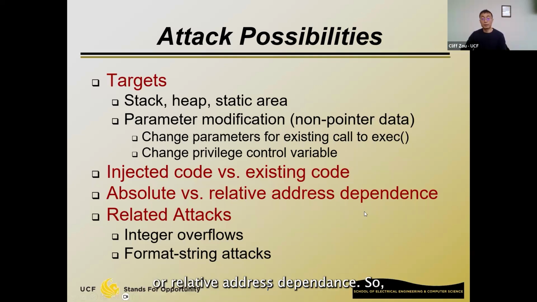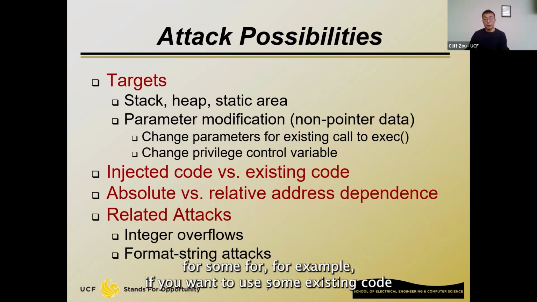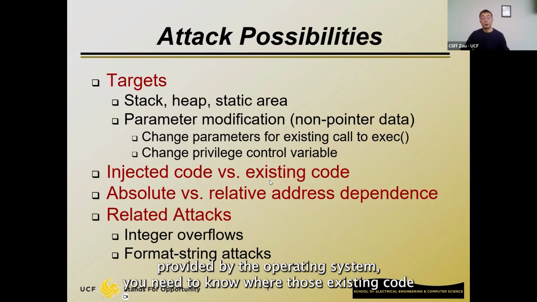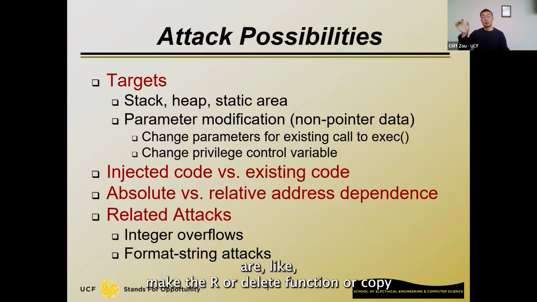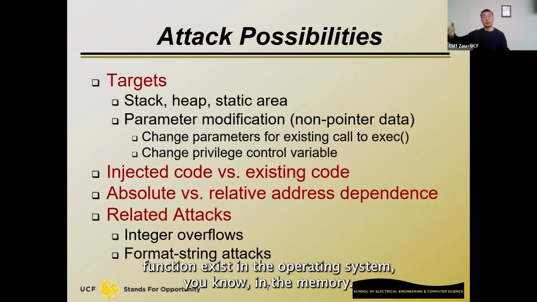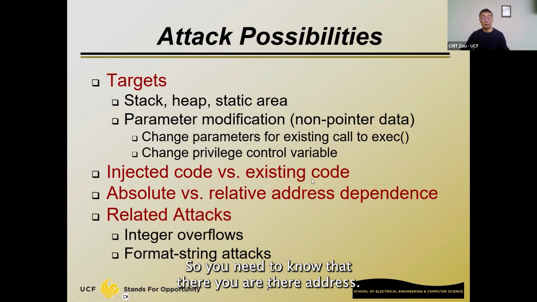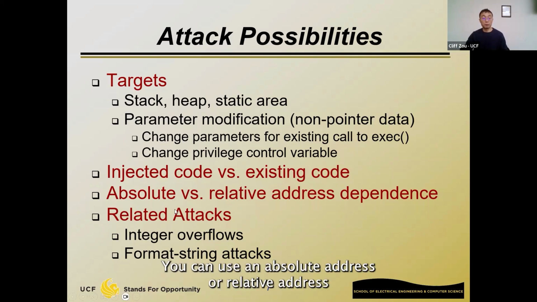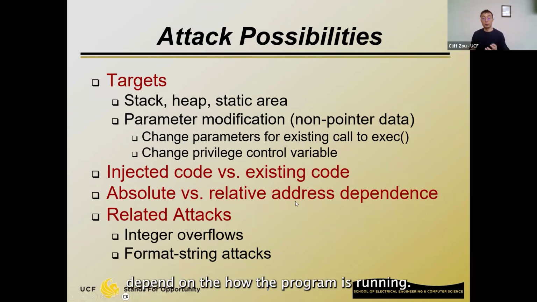Absolute or relative address dependence. For example, if you want to use some existing code provided by the operating system, you need to know where those existing code, like the make dir, delete, or copy function, exist in the operating system memory. So you need to know their address. You can use an absolute address or a relative address depending on how the program is running.